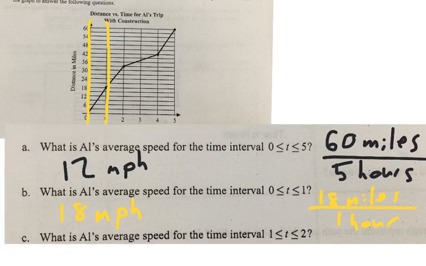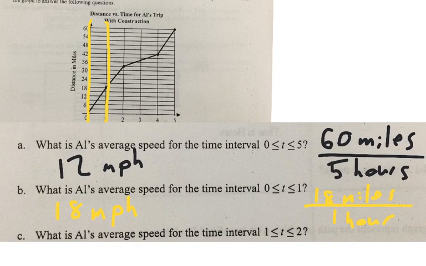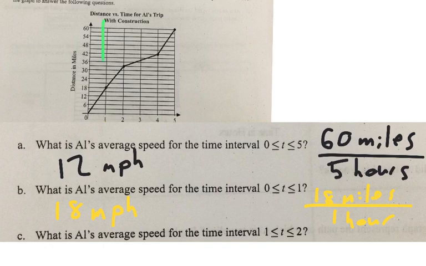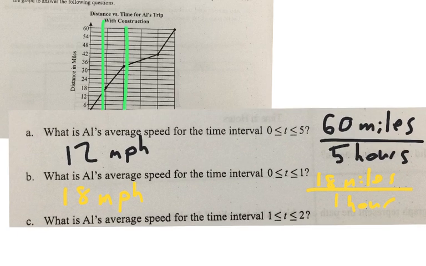Yeah. Look at C. What is Al's average speed for the time interval between 1 and 2? Okay, so let's look. Where are we looking between 1 and 2? So let's draw where that's at on the graph. So what was his starting distance? He was already 18 miles in, and he ended up stopping after the 2 hours at 33 miles in. So what distance did he travel if he started at 18 and he ended at 33? 15. He traveled 15 miles.